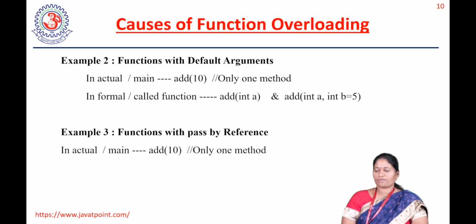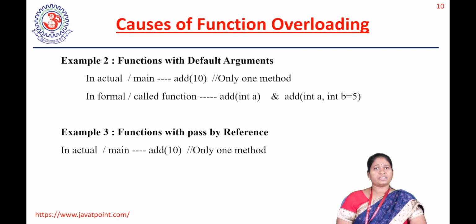Next one is function with default arguments. Here the compiler won't recognize whether it is a single argument or two arguments. Look at this example, in the main function I use only one argument, that is, I pass one value, the value 10. But if you call that function, we have two functions, one is a one-argument function, another is a two-argument function.